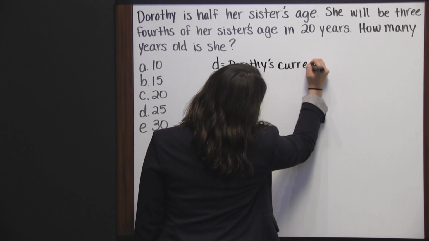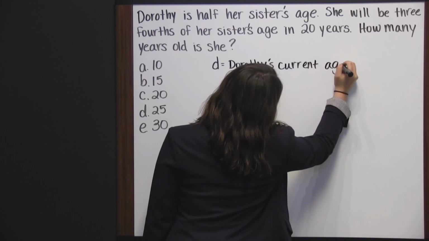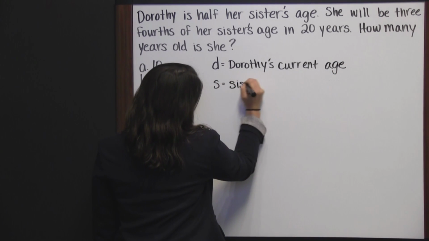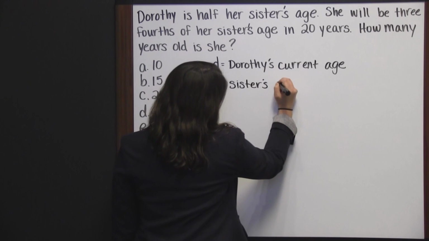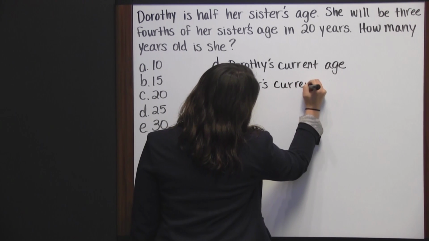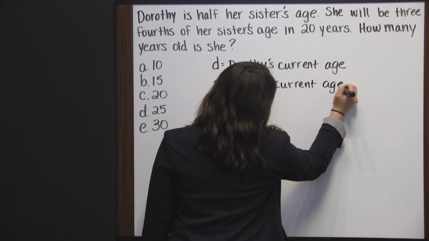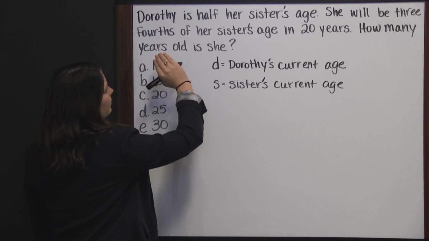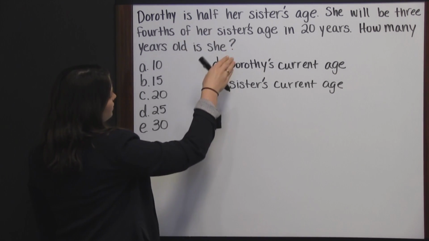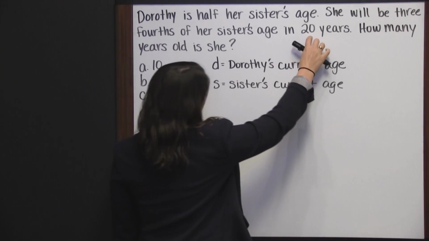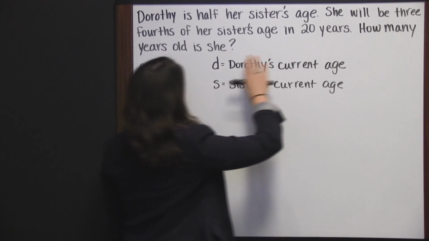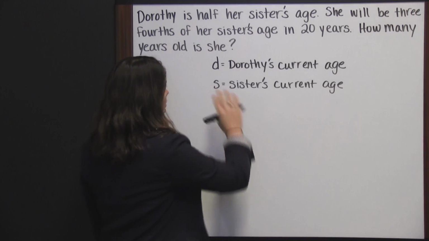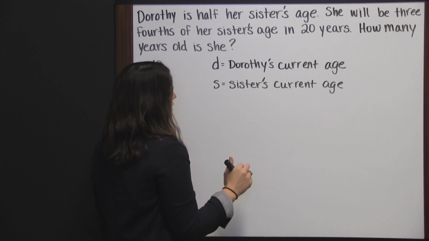current age. And I'll use S for the sister's current age. And I say current because they're talking about their ages now and then also their ages in 20 years. But what we want to know is how many years old she is now. So we're going to deal with their current ages.